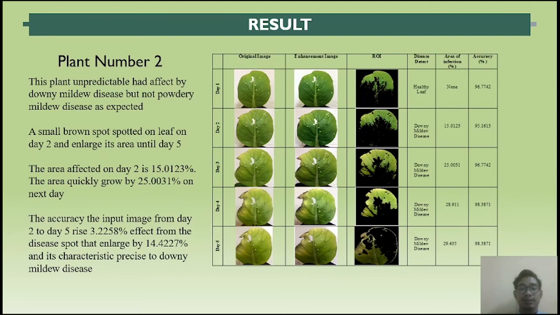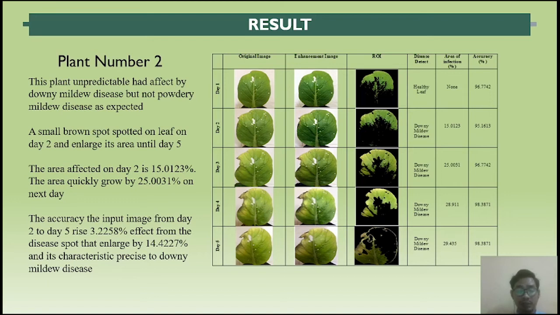This is the result for plant number 2. This plant is unpredictable, it was affected by downy mildew disease, but not powdery mildew disease as expected. A small brown spot was spotted on the leaf on day 2 and enlarged in area until day 5. The area affected on day 2 is 15%. The area quickly grew by 25% on the next day.